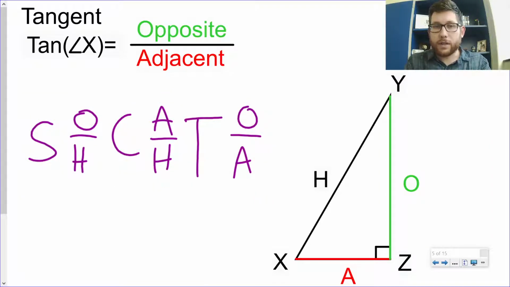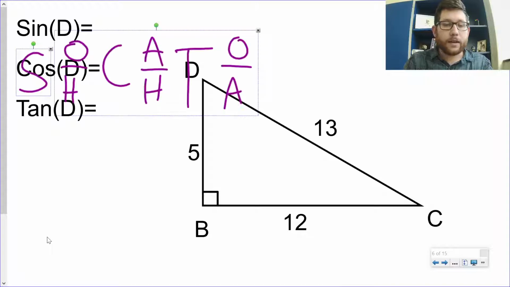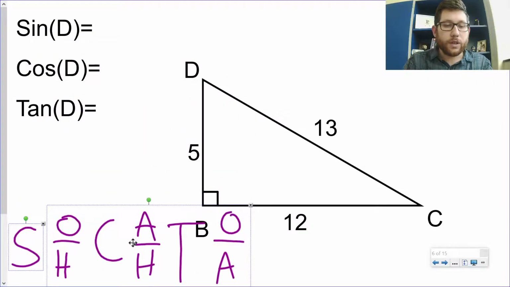All we're going to do today is set up ratios. That's it. So you need to be able to identify sine, cosine, and tangent ratios and just be able to set them up. We're not asking you to solve or do anything else. If we could just set up ratios, we're going to be good to go after this lesson. So let's go ahead and try that. I'm going to hang on to this SOHCAHTOA. I'll put it down here.